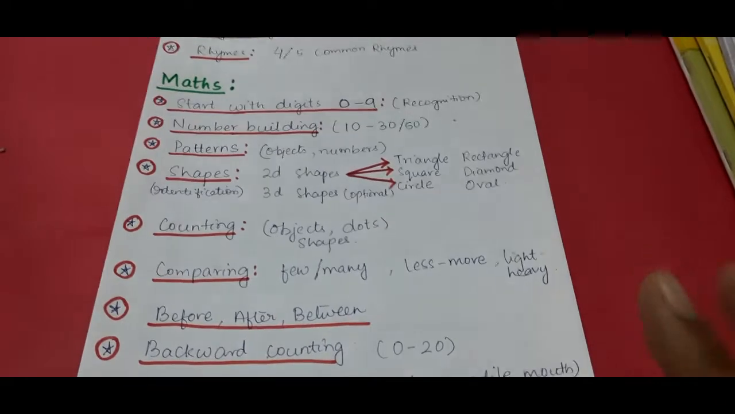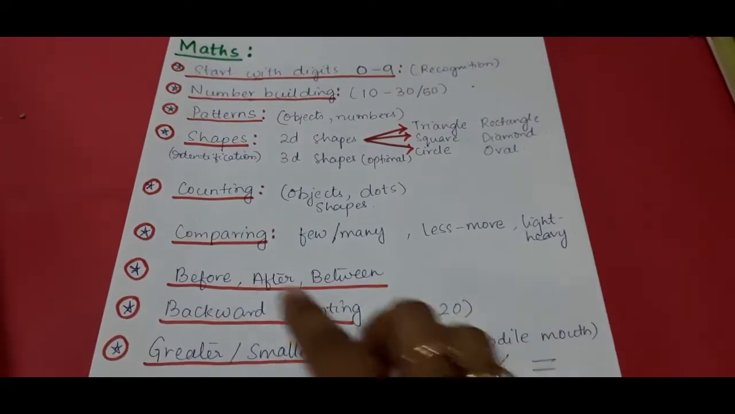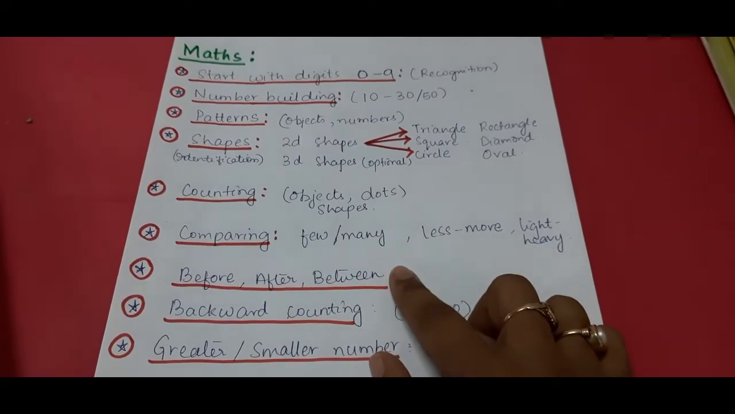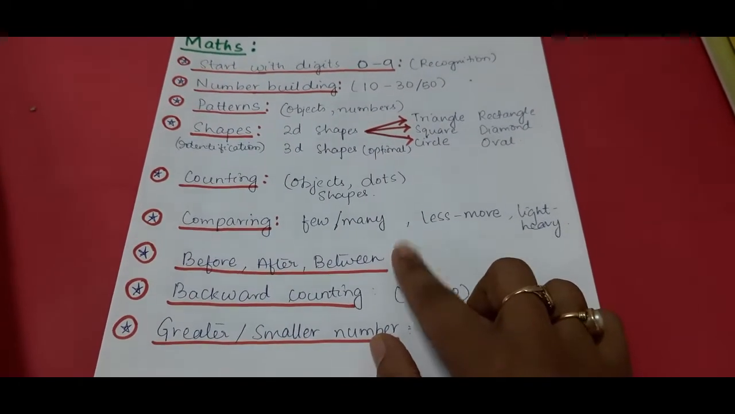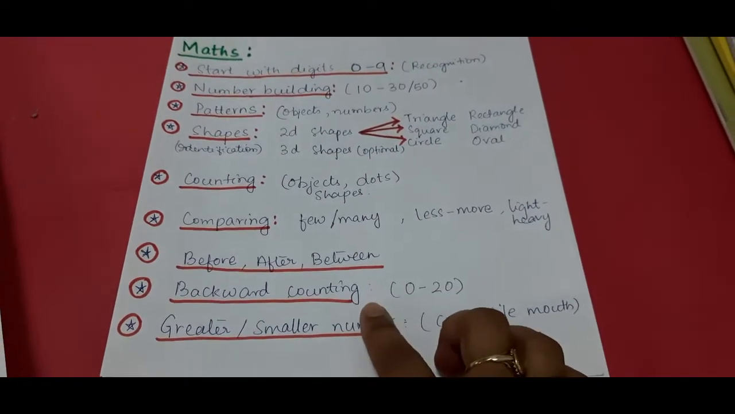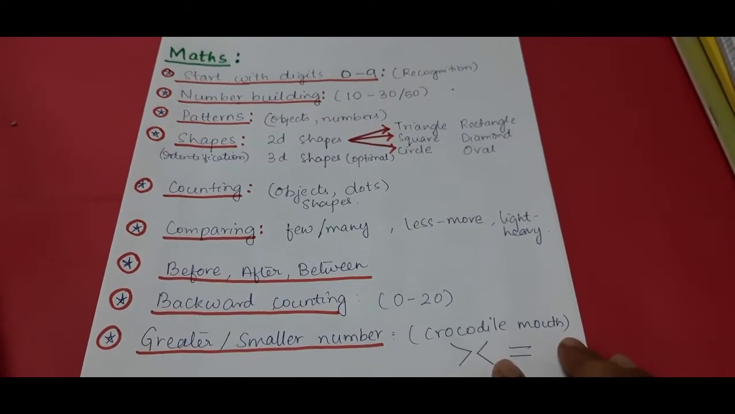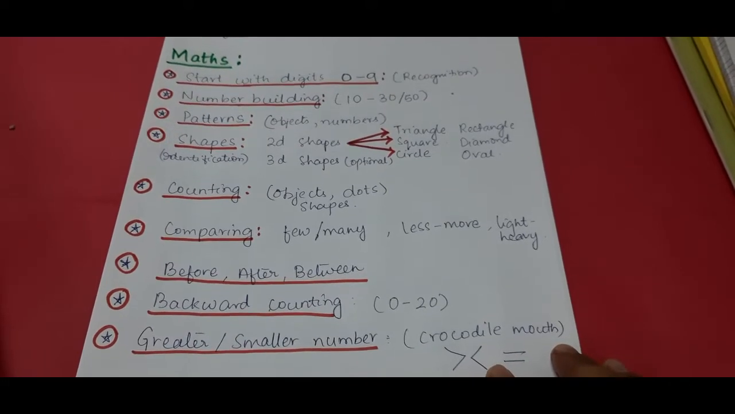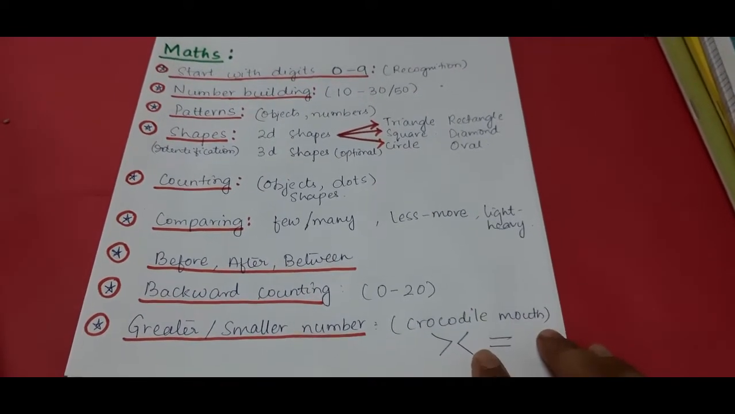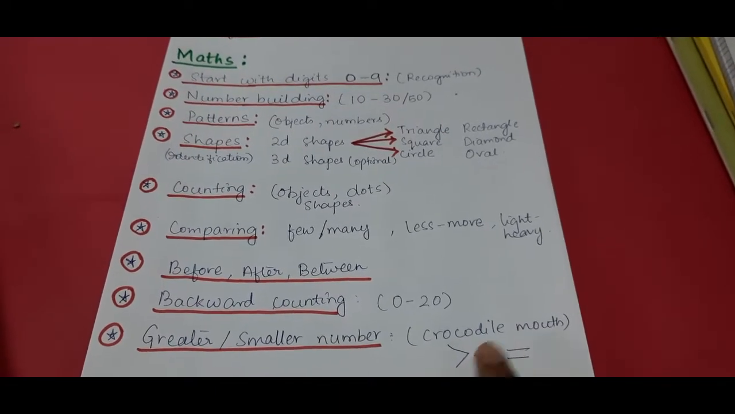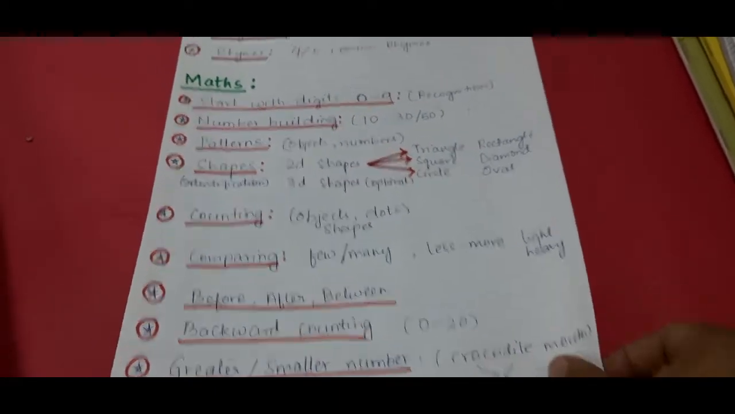All these are visual activities. Next is before, after, between. For the introduction of this I have also put up a video. You can just refer to that video. It's very easy. Next is backward counting. Next is greater and smaller number. Here I have taught Anayaka about greater and smaller numbers with the concept of few and more, and she is able to know which side the crocodile will eat. For this also I have put up the video.